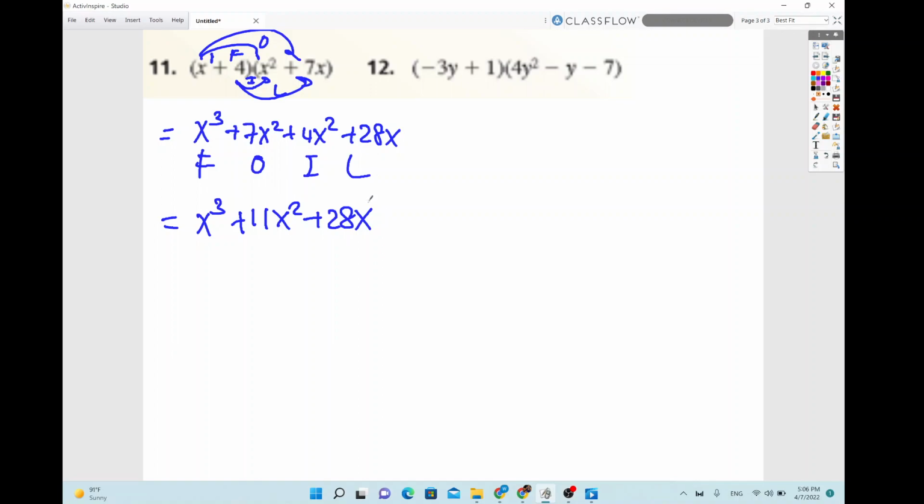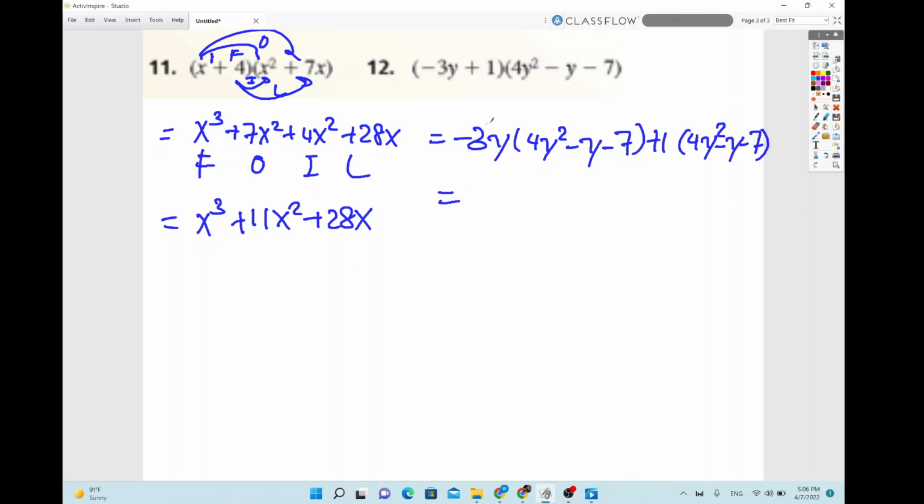So now let's do the one that's a little bit more complicated. What about when you deal with a binomial multiplied by a trinomial? In that case, what we need to do is regroup them. Negative 3y times 4y squared minus y minus 7, and then plus 1 times 4y squared minus y minus 7.